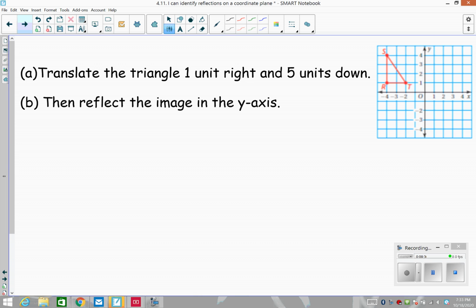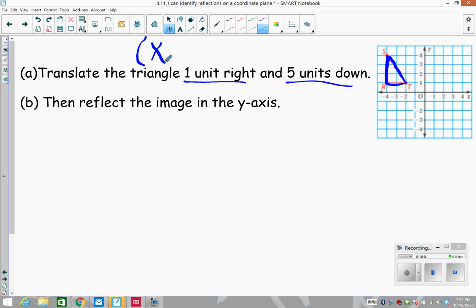Okay, final of the day. In this last problem of the day, we're going to merge two skills together. We're going to merge the translation together and the reflection together. So here's our triangle. And we are going to translate it 1 unit to the right and 5 units down. So the translation would look like this.